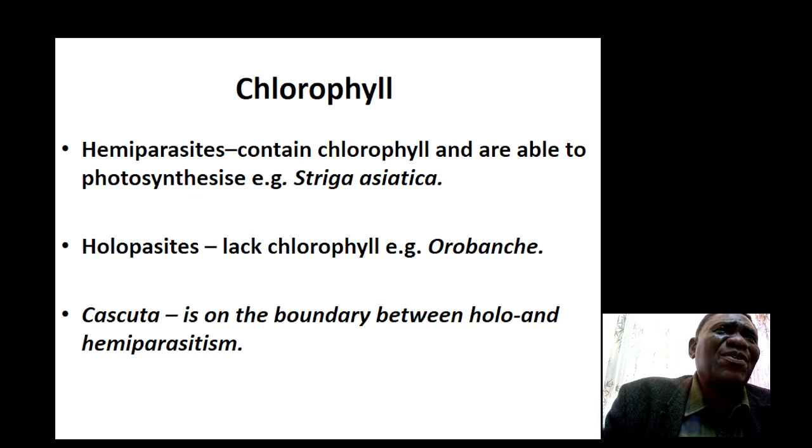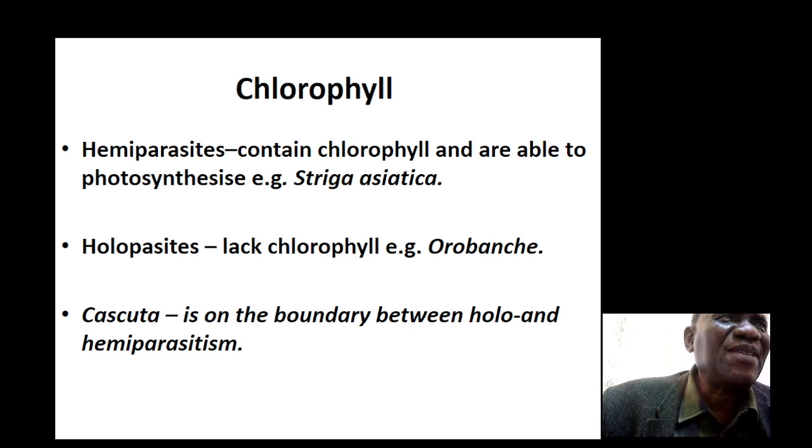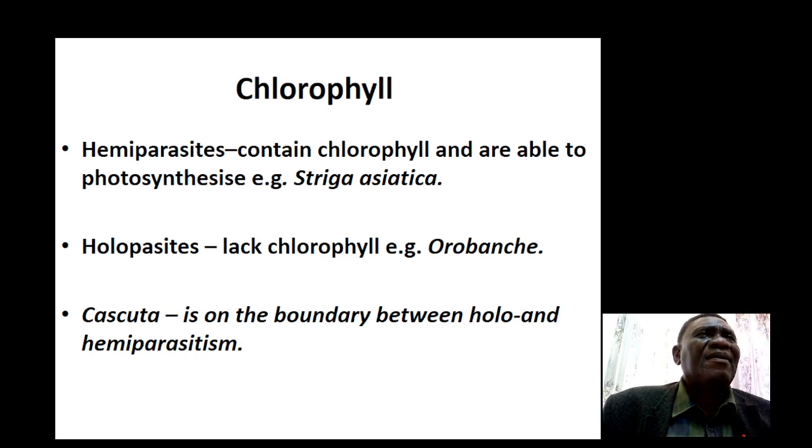Now we've got an example which is Orobanche. Now Orobanche is found around the Mediterranean Sea countries and parts of Europe as well as Saudi Arabia. It could be found in Ethiopia as well, but we don't have it in Southern Africa. Then Cuscuta is somewhere in between holo and hemiparasitism because it also contains a bit of chlorophyll.